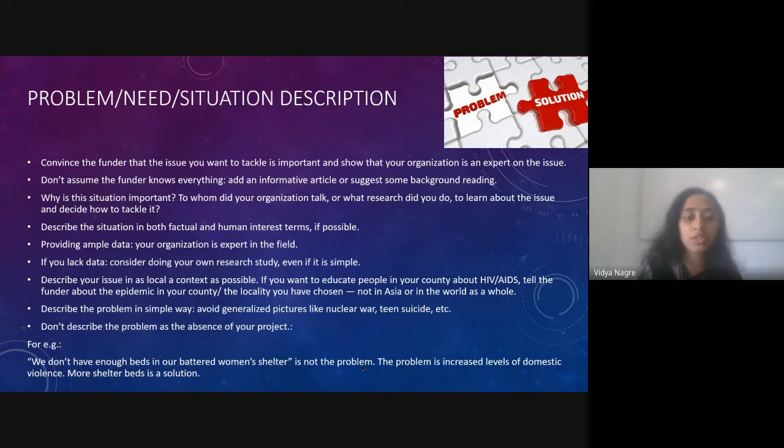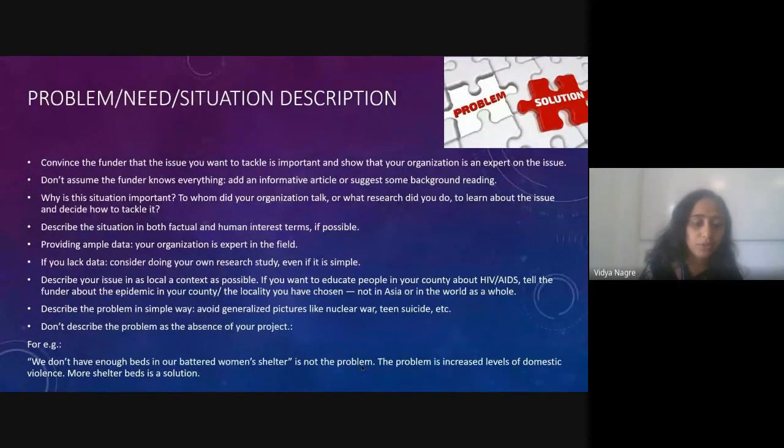Describe the situation in both factual and human interest terms, if possible. Because factual gives a concrete idea to the funder of whether it is practical enough to be funded. Human interest, from the human perspective, you have to convince them how, ecologically or from the sustainable point of view, this particular thing is very important.